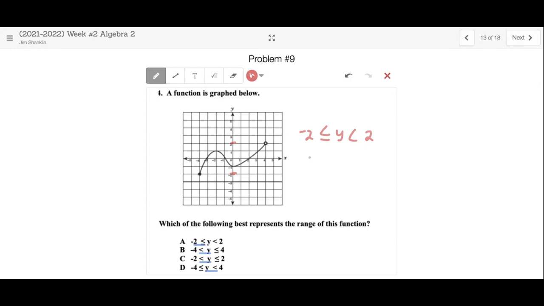If you were going to write this out in domain, in interval notation, would this be correct? Is that correct? Why not? Why isn't it? Now, I wouldn't mark that wrong.